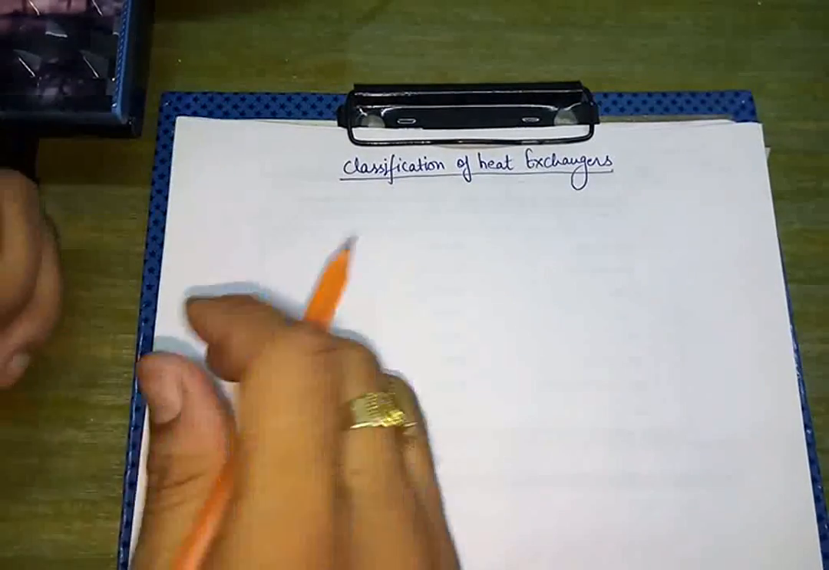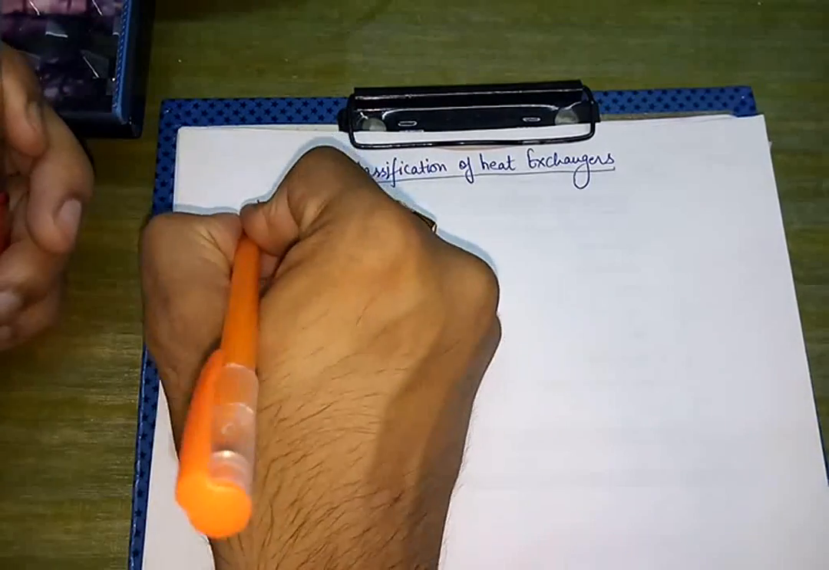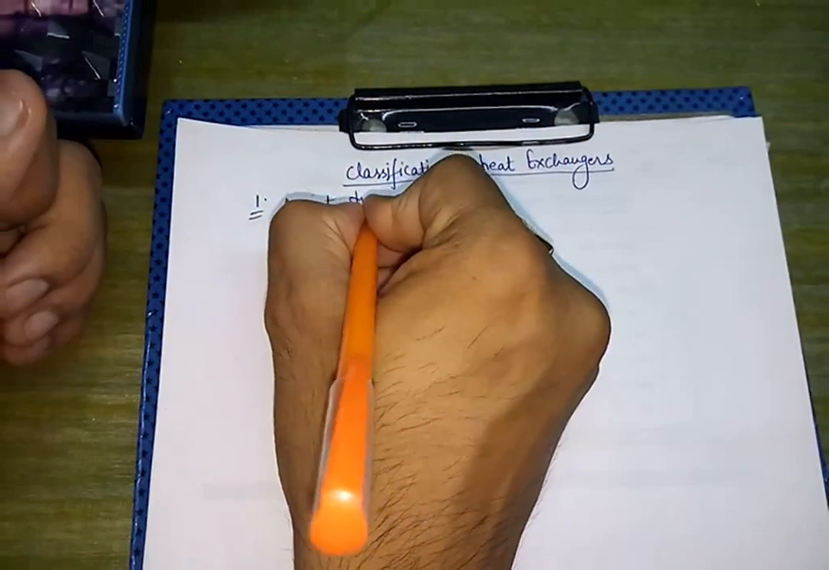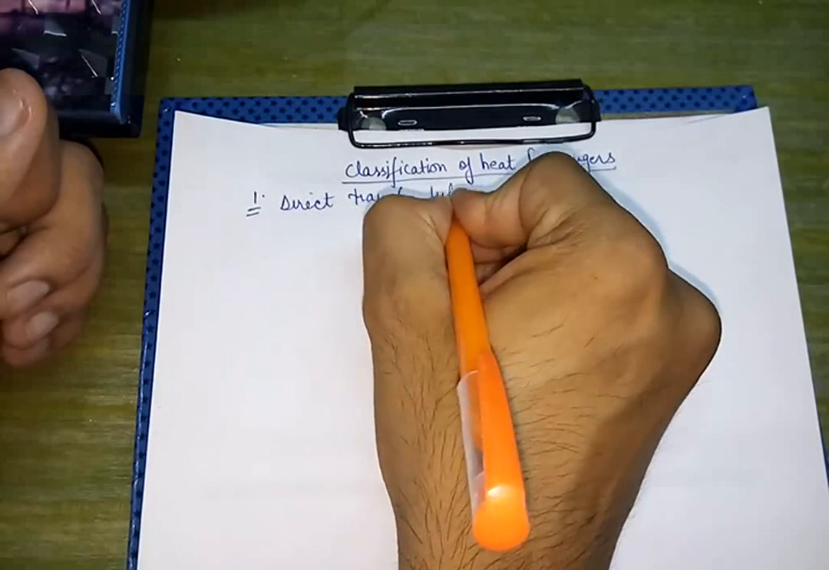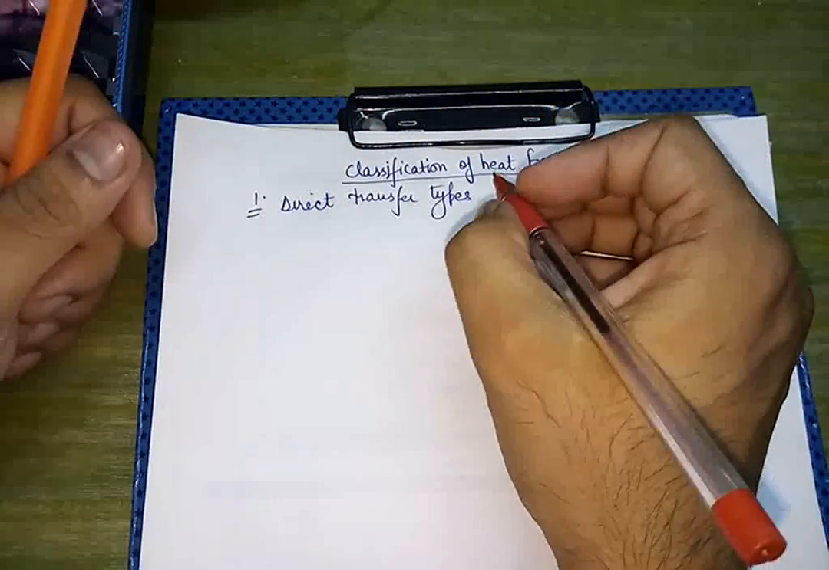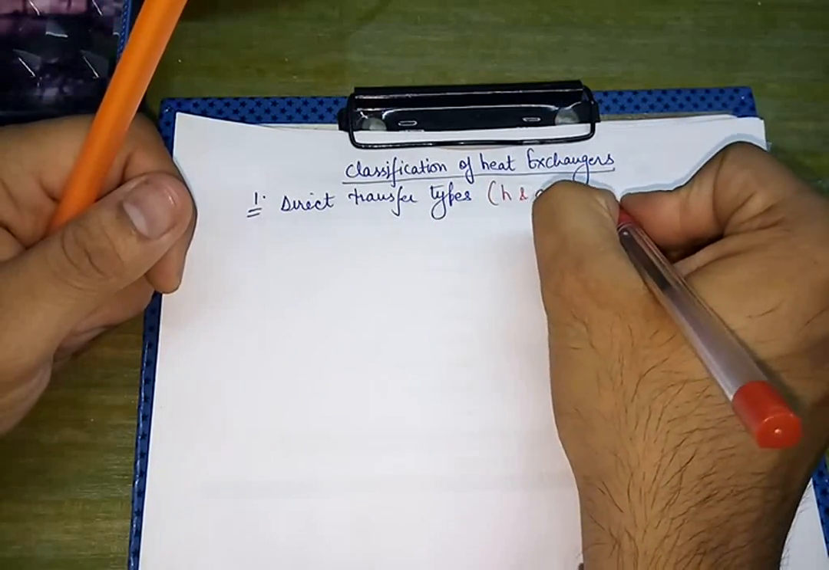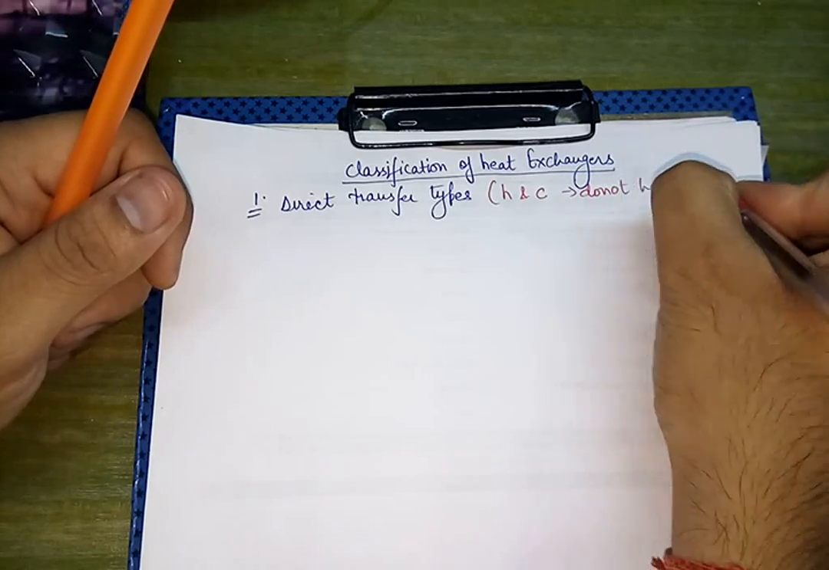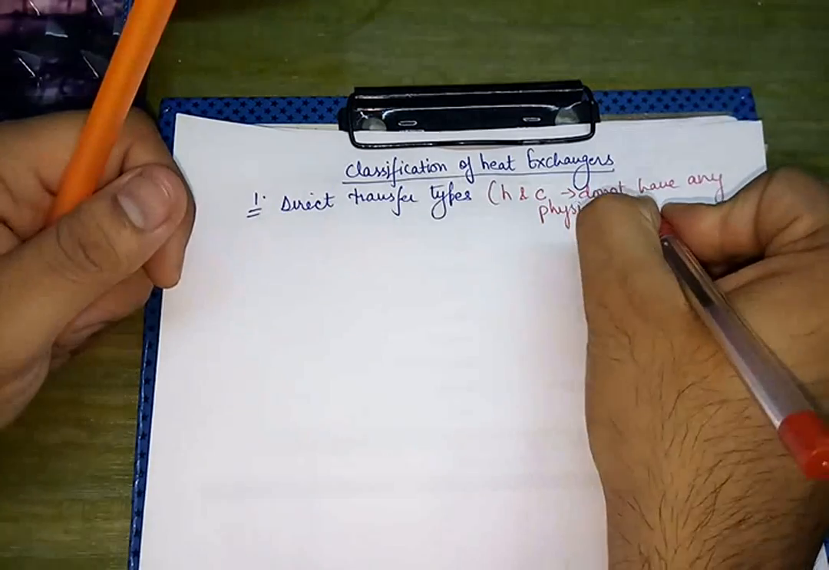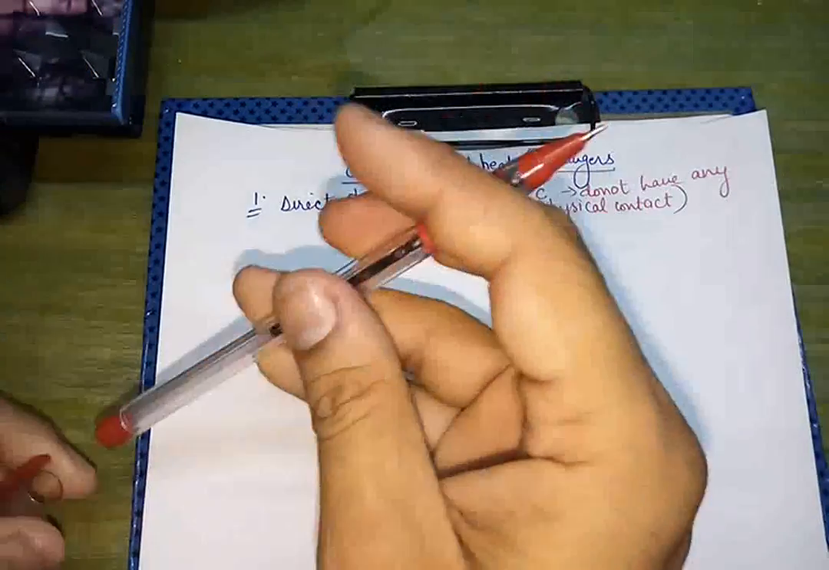Okay, we now come to the classification of heat exchangers, and these heat exchangers can be classified into the following three categories. The first category is direct transfer types. In case of the direct transfer types, the hot and the cold fluid do not have any physical contact. There is no physical contact between the hot and the cold fluid, but still the heat is flowing between them.